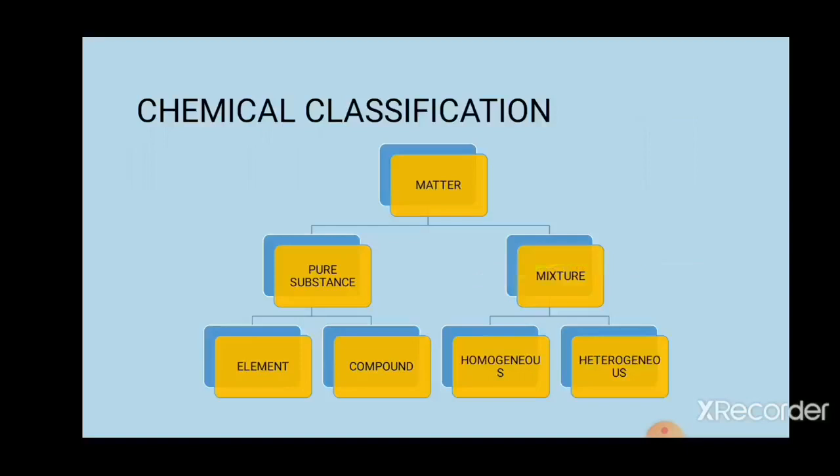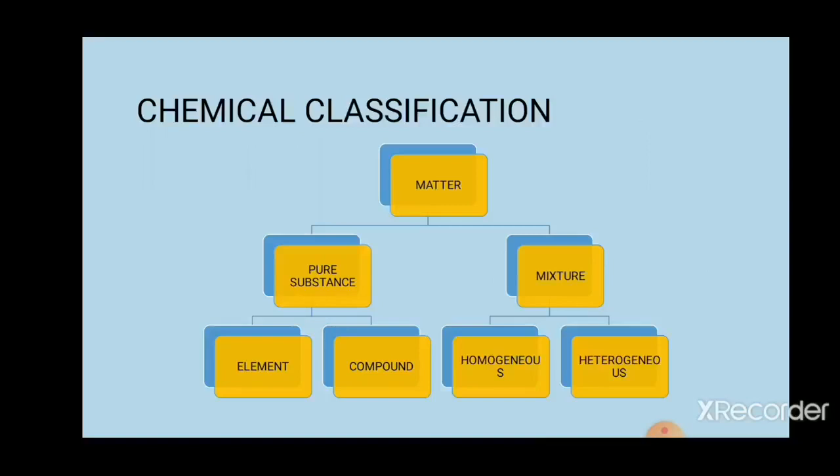Next, chemical classification. Now you can see the slide. Based on chemical classification, matter is classified as pure substance and mixture. Pure substance is again classified as element and compound. Then on the other side, mixture is again classified as homogeneous mixture and heterogeneous mixture.